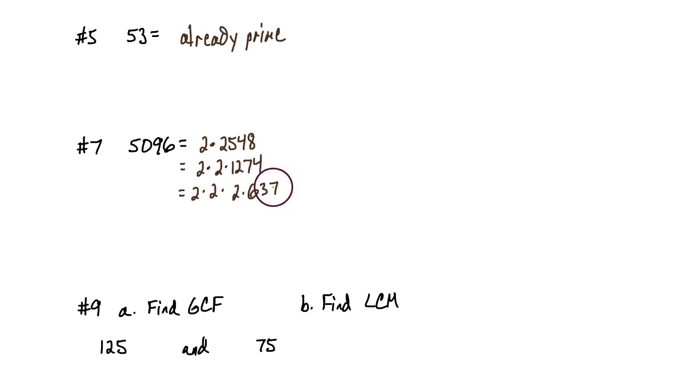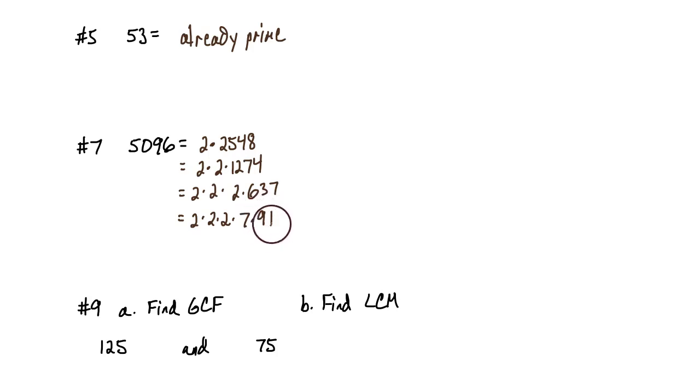The next prime number to try dividing by is the number 3. But 637 will not divide by 3 because the sum of the digits does not divide by 3. The next prime number is the number 5, but that will not divide by 5. It doesn't end in a 0 or 5. The next prime number is the number 7. Let's try 637 divided by 7 on a calculator. That makes 91. So in our next step, we have 2 times 2 times 2 times 7 times 91.